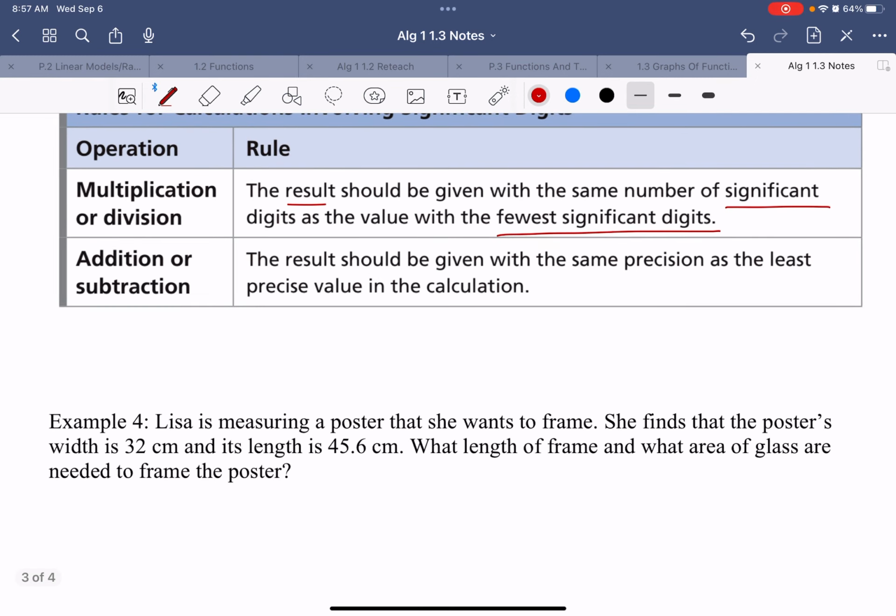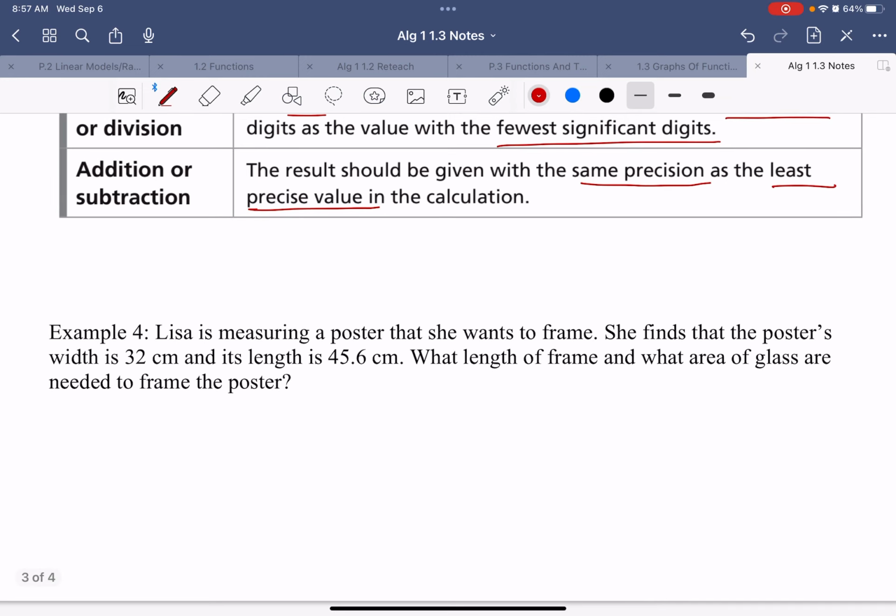Okay. In addition and subtraction, the answer should be given with the same precision as the least precise value. So if you have one value that's rounded to the nearest centimeter, then your answer needs to be rounded to the nearest centimeter. So the least precise, okay?